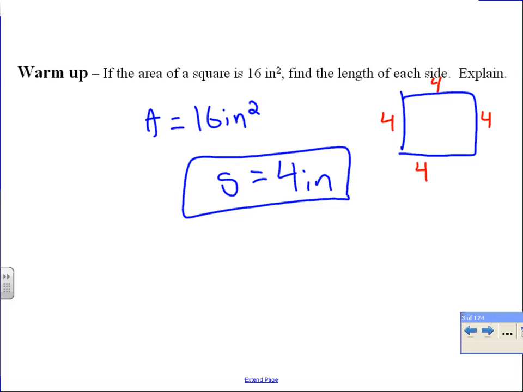Awesome. Very good job. The area of a square is side times side, or you could say length times width, however you want to say it. 4 times 4 is 16, which is the same thing as saying you just need to take the square root of 16. You get the side as 4. Ben?